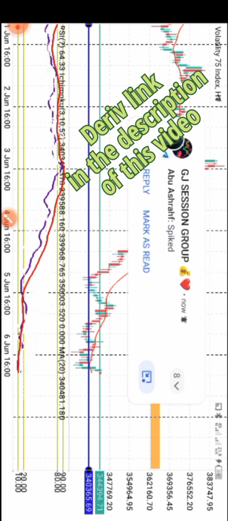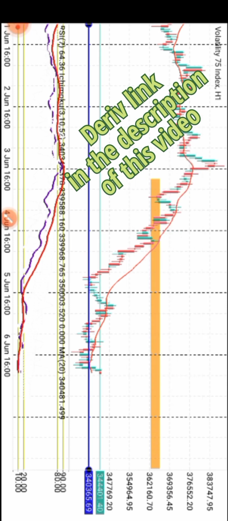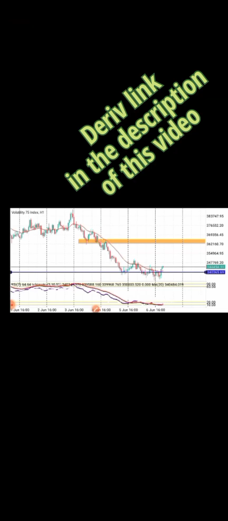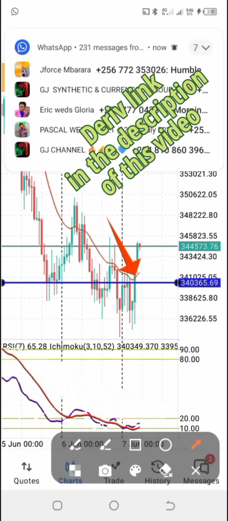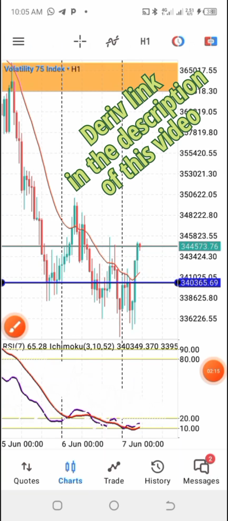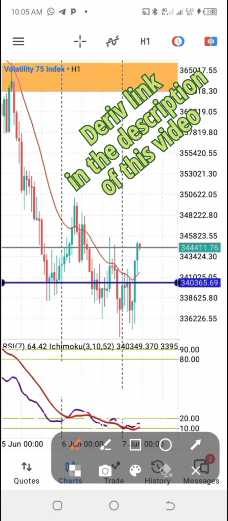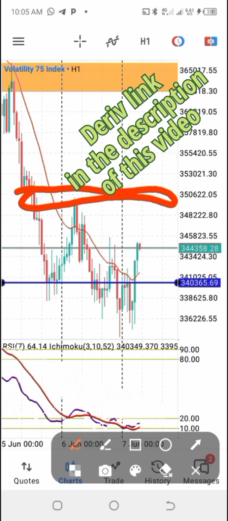So I'm waiting for a pullback, and already you can see price has broken and closed past the moving average here. Price has closed past the moving average, so I will be waiting for a pullback, then I can buy. TP1 should be around this zone. Okay, this is TP1, then this one can be TP2.